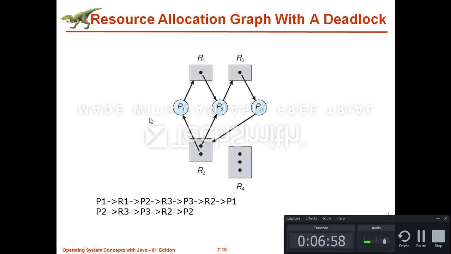In this process, P1 is not able to complete, P2 is not able to complete, P3 is not able to complete, because P1 is waiting for R1 which is with P2, P2 is waiting for R3 which is with P3, P3 is waiting for R2, R2 is with P1 and P2. Nobody is going to release because they are doing hold and wait. Then none of them will come out of the waiting. Then nobody will complete the execution.